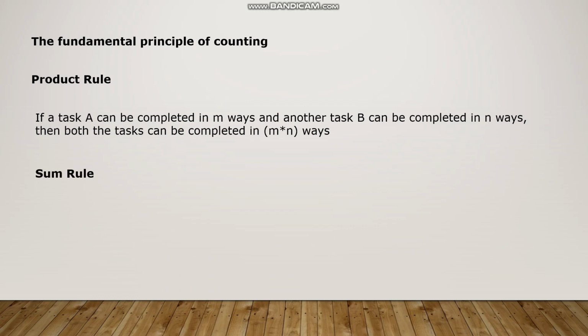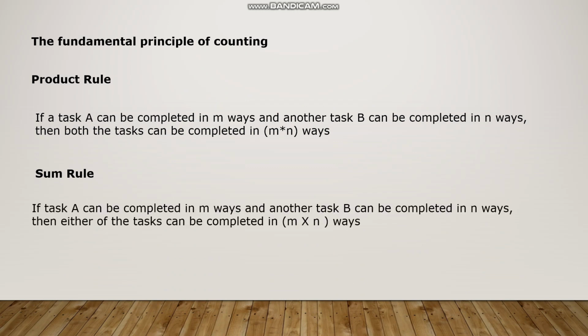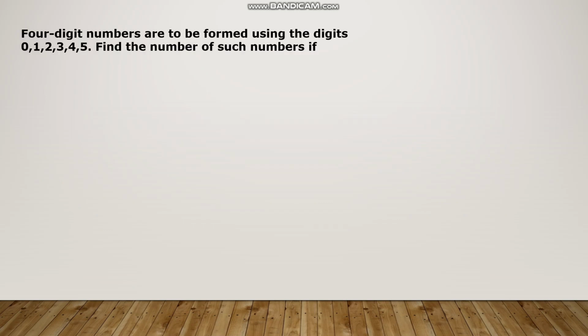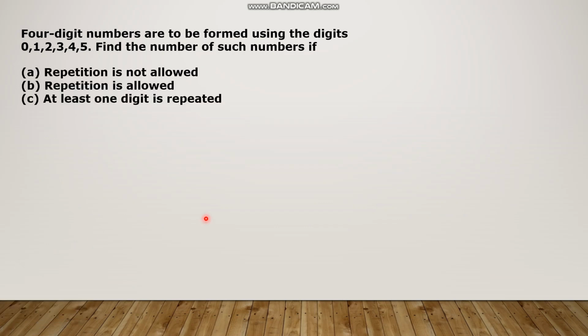There is one more rule called the sum rule, which says if task A can be completed in m ways and another task B can be completed in n ways, then either of the tasks can be completed in m plus n ways. Let's take an example. Four digit numbers are to be formed using the digits 0, 1, 2, 3, 4, and 5. We have to find the number of such numbers, where we have three sub questions.